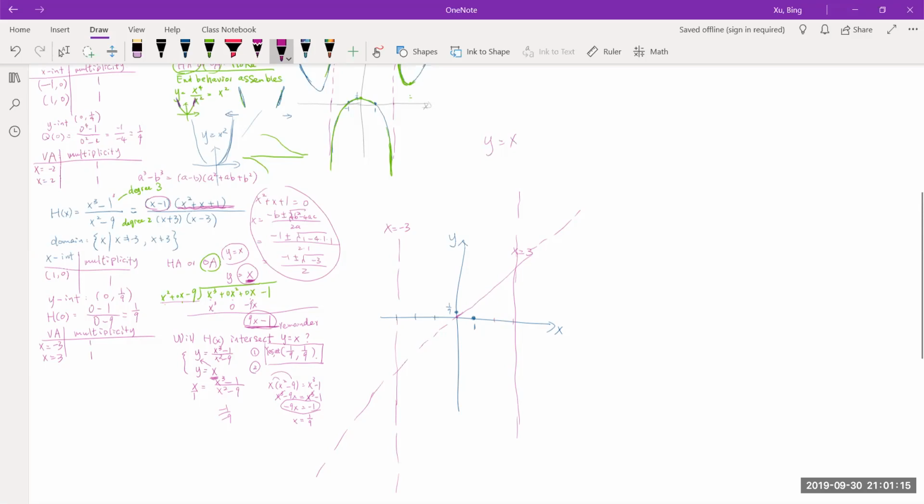All right, so we gathered all the information. 1/9. So our graph will intersect the line at 1/9, 1/9. It's kind of right here, right? This is where our graph will intersect y equals x.